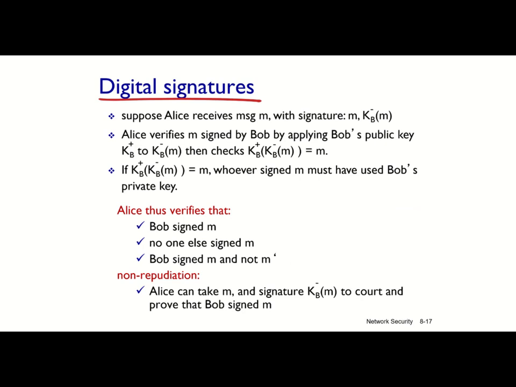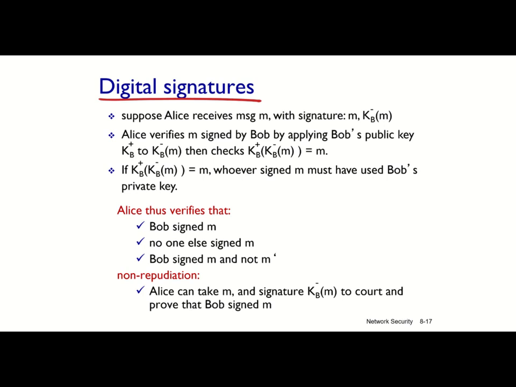So when Alice receives the message M with the signature KB minus of M, Alice can verify the signature by applying the public key of Bob, which is KB plus, to KB minus of M, and checks whether KB plus of KB minus of M is equal to M or not. If it's not equal, then something is wrong.